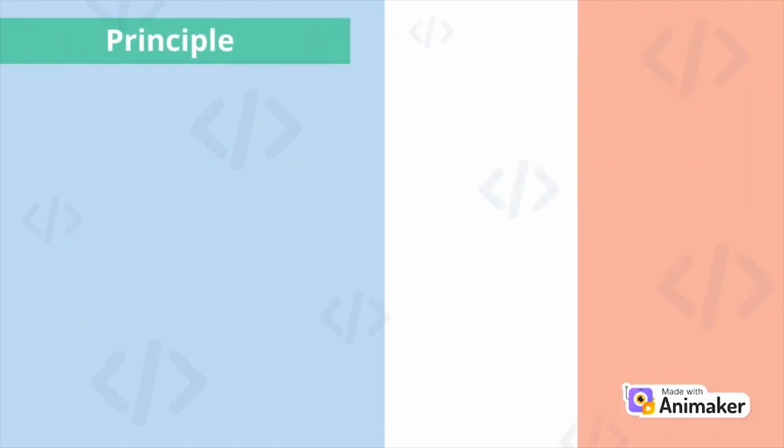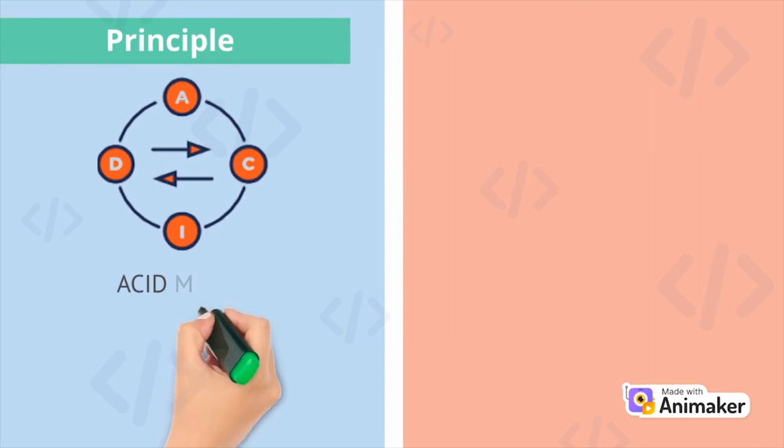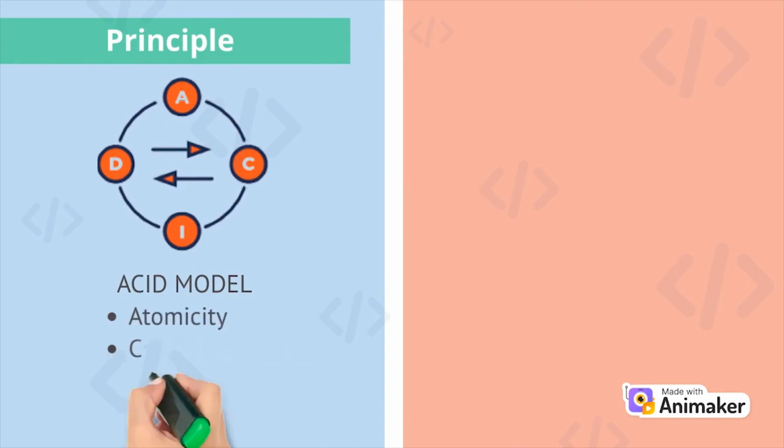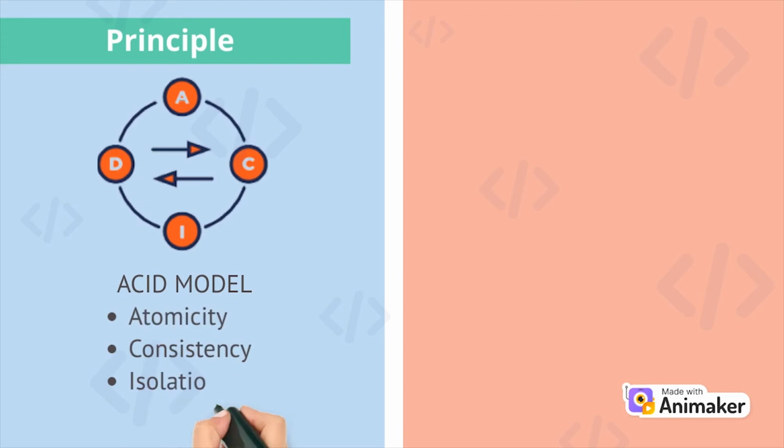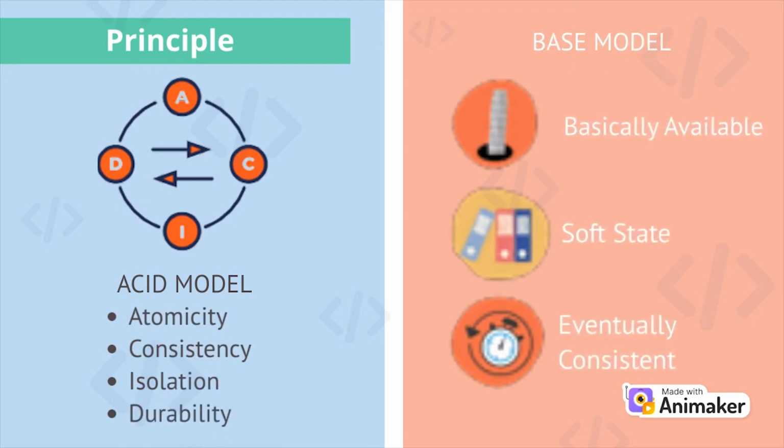And then the principle each model follows is also a little bit different. SQL follows the ACID model, while NoSQL follows the BASE model. For SQL, ACID basically means atomicity, consistency, isolation, and durability. So all these are certain principles and rules laid out when you're working within a SQL database. But coming to NoSQL, it has something called the BASE model. This BASE model actually means basically available, soft state, and eventually consistent.